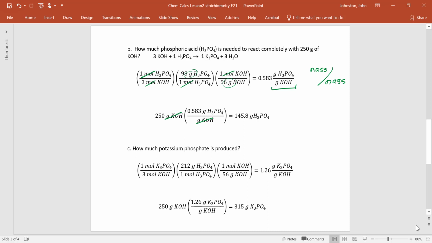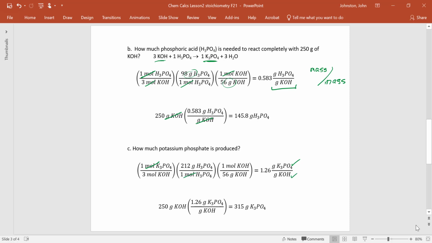Now, the next step, or the part 3, is the same methodology. It's just a different pair of reagents. So here I'm interested in how much potassium phosphate is produced for every gram of hydroxide. So again, ratio of moles, 1 mole of potassium phosphate for every 3 moles of base. Multiply and divide through by the moles so that the units cancel.